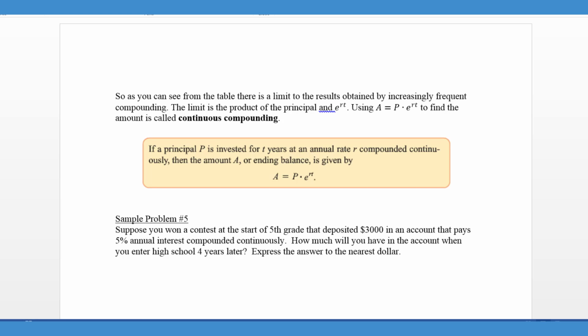Whenever you read a problem like sample problem number 5, you want to be very aware whether it's asking you to compound monthly, daily, annually, or continuously. Once you see continuously, you'll know that you need to move to a different formula. So go ahead and try sample problem number 5 right now. This is something that you should be able to do pretty comfortably, and we'll look at that in just a second.